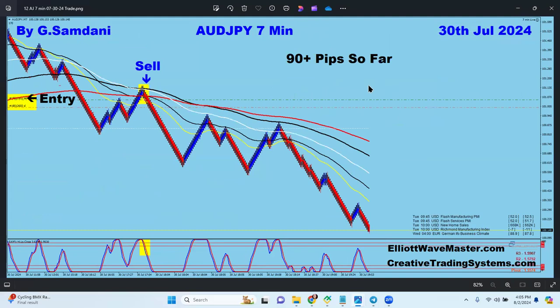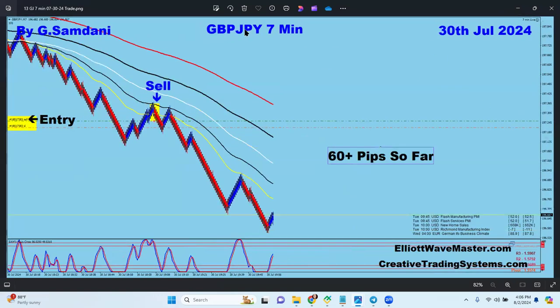The news came out that they're going to raise the interest rate and all of that, and then yen all of a sudden started to get stronger. So all yen pairs turned to the downside. So USD yen, Aussie yen, the first 7-minute chart, 90 pip, sell orders right there. And on the 30th, pound yen started to drop and gave me this entry here for 60 pip.